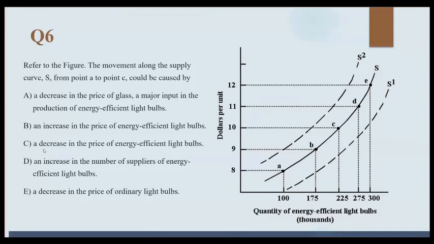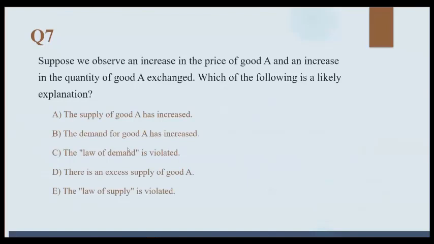And C, again, talks about a movement along the curve, but in the incorrect direction. For C to be true, we would have to move from C to A, not from A to C. And so the correct answer is B. Okay, and the last question, let me just open the poll. Okay, suppose we observe an increase in the price of good A and an increase in the quantity of good A exchanged. Which of the following is a likely explanation? Okay, 3, 2, 1, and 0.